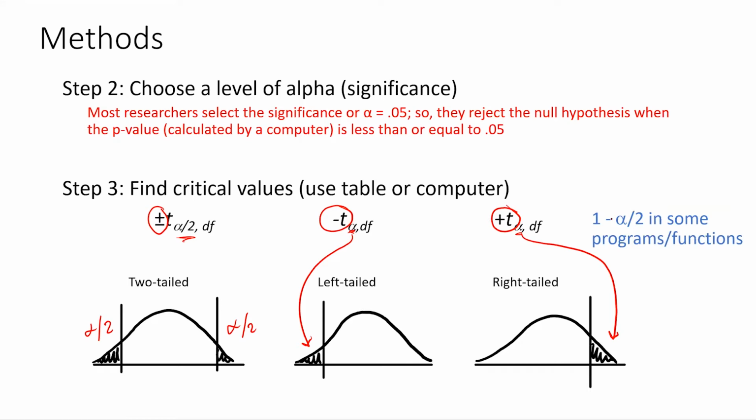In some programs, we have to use this funky little 1 minus alpha over 2. For example, in the t.inv function, we have to use this 1 minus alpha over 2 for two-tailed tests. It changes a little bit program to program and function to function. You just have to kind of get used to it, but if you ever need to double check, I have annotations about how to do that and what functions use which format in the New Functions tab on Excel.